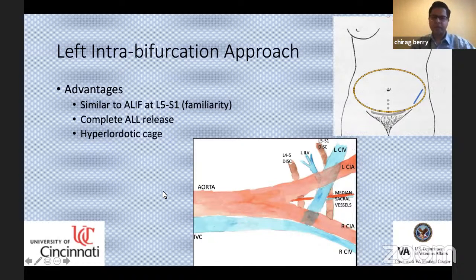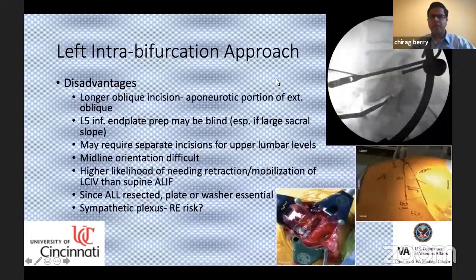So the disadvantages of this left intra-bifurcation approach: the main one is you require a longer oblique incision. Of course, the aponeurotic portion of the external oblique is encountered, which has to be nicely closed at the end to avoid any hernias.